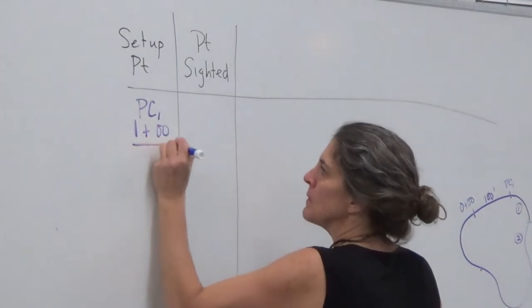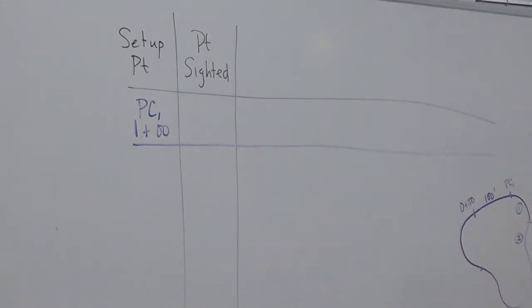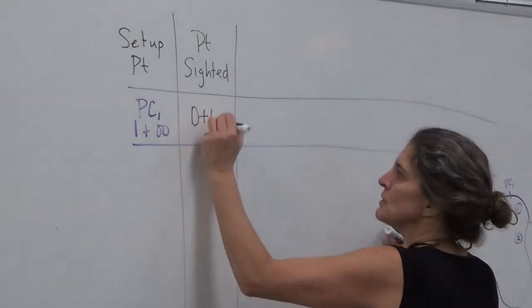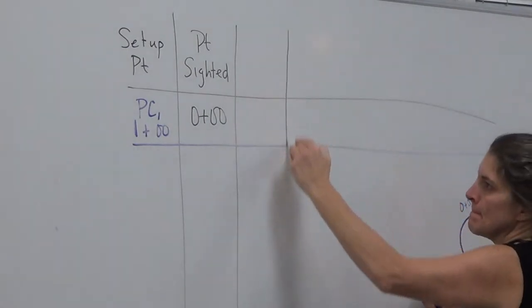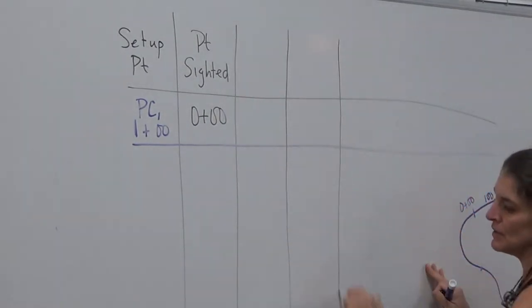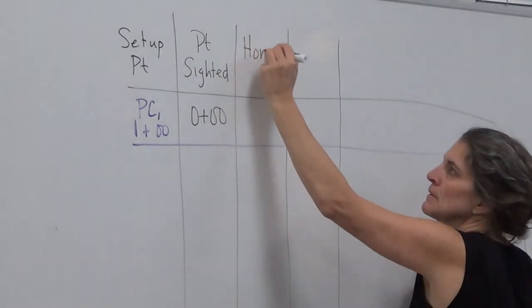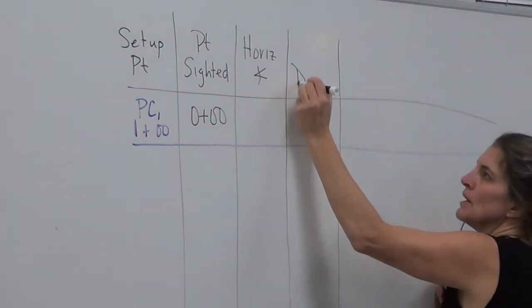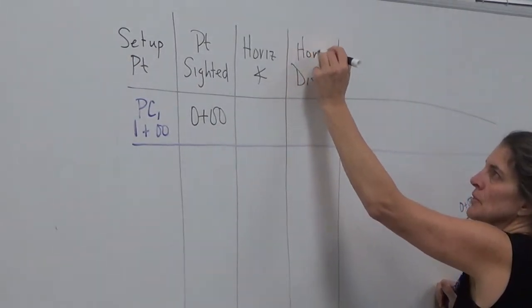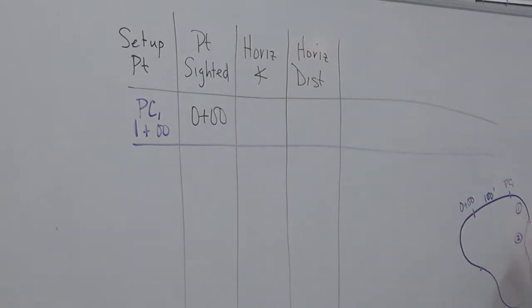Do we have to shoot PC1 to know where it is? No, because we could go anywhere on the football field and say, this is my PC1. How do you find 0 plus 0, 0? Flip it back 180. Shoot back. So let's say the first point we're going to cite is 0 plus 0, 0. What information do I need? Deflection angle. Okay, an angle. We're going to need a horizontal angle, and then distance. And what kind of distance? Horizontal distance.